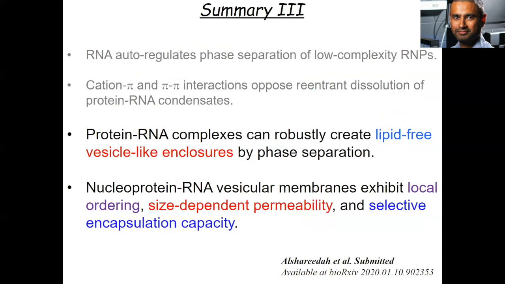Okay. All right, so again, this particular study is available for you to read. If you're interested to dig in more, it's available in bioRxiv.